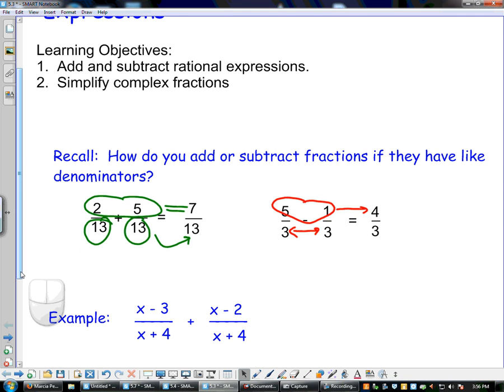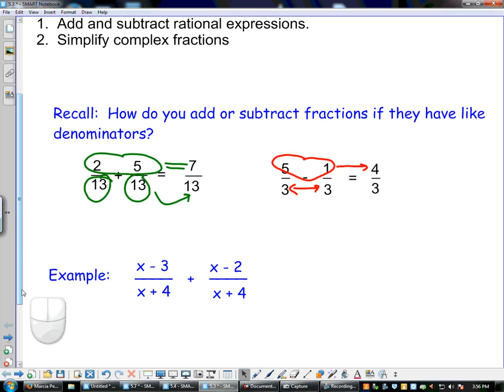All right. And it looks like you made hearts on the board, Miss Bella. You must love adding and subtracting fractions.